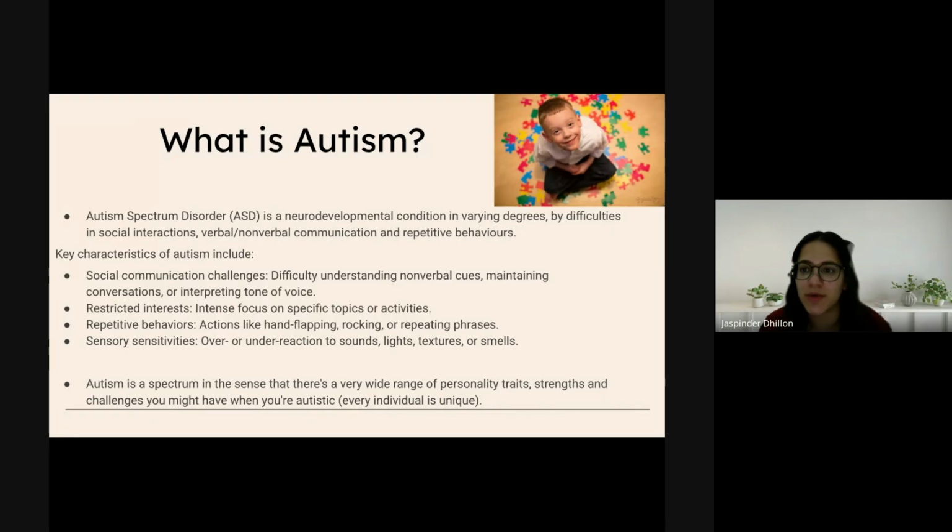So it's important to remember that autism is on a spectrum because it affects each individual differently. Some may require significant support, while others may be able to live independently. There's a very wide range of personality traits, strengths and challenges you might have when you're autistic. So, for example, one student might struggle with verbal communication but excel in math, while another might have sensory sensitivities that make loud environments overwhelming. So understanding each child is different, and finding the right way to support them is key.